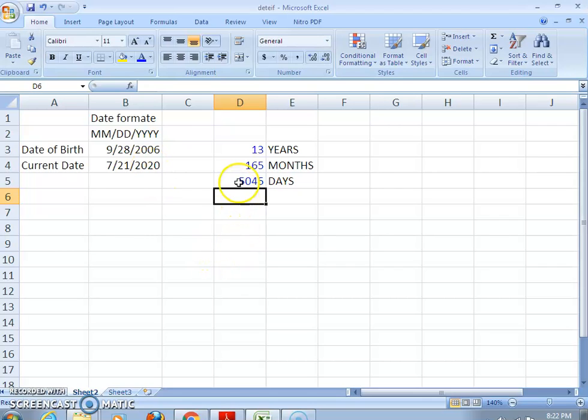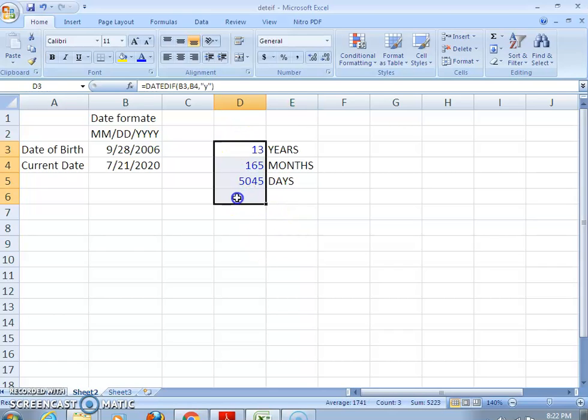There are 5045 days between these two dates, meaning from the date of birth, the starting date, to today's date. Okay, so in this way you can count the number of years between two dates, the number of months between two dates, or the number of days between two dates.